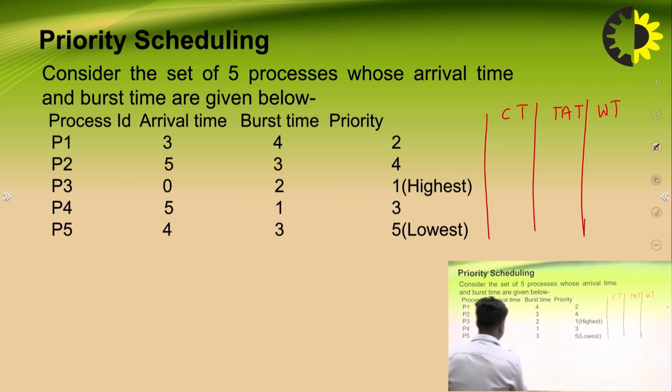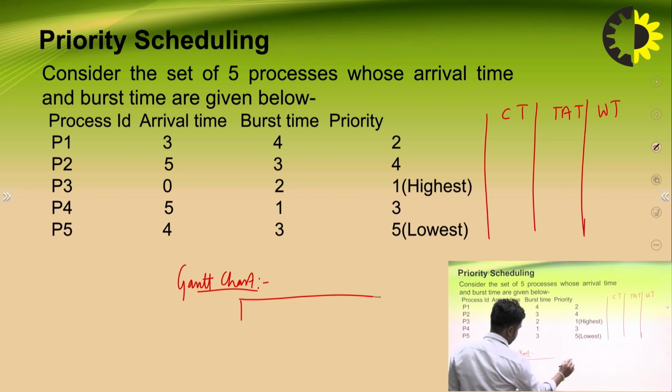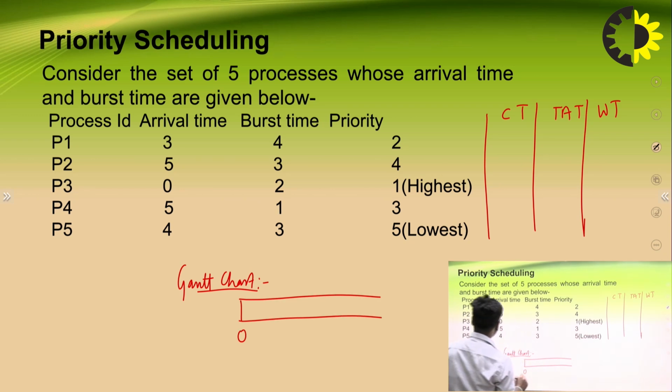So we are going for the Gantt chart. From 0, the process P3 has arrived. P3 has the highest priority, so it will run for 2 units. On arrival of 2, there is no arrival, so the CPU is idle. Then it will be 3.